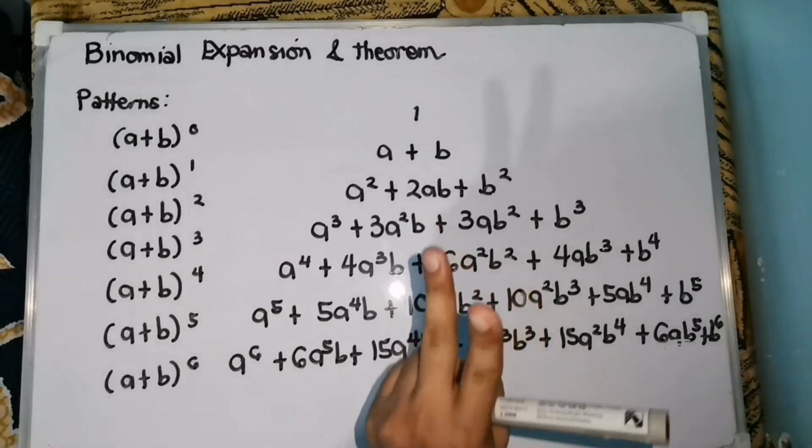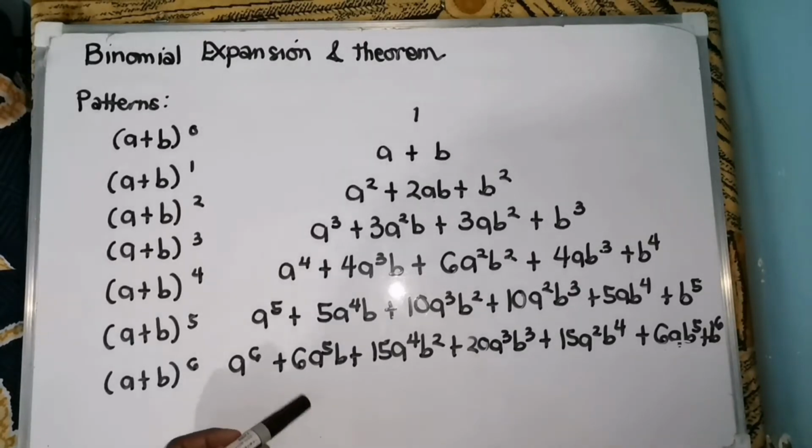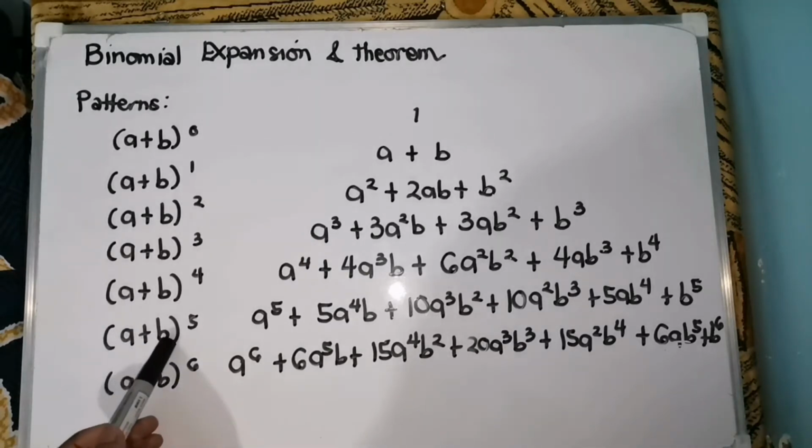Our second observation, the sum of the exponents of a and b in any term is n. Again, the sum of the exponents of a and b in any term is n. Then, third pattern, the exponents of a start with n and decrease to 0, while the exponents of b start with 0 and decrease to n. But since any term raised to 0 is 1, the last term has no factor a and the first term has no factor b.